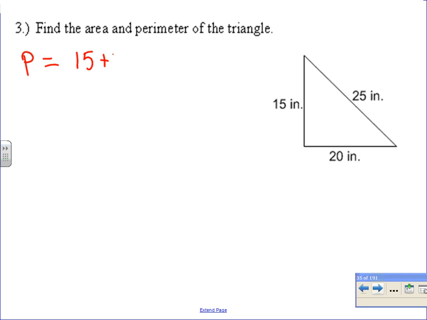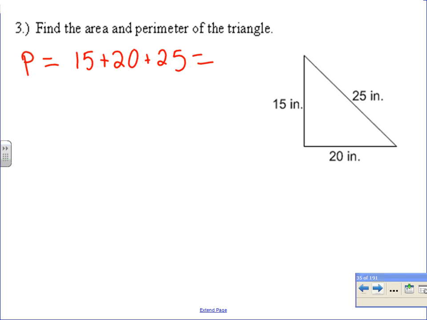Good. 15 plus 20 plus 25. What property that we learned yesterday could we use on this? What property could we use, Briar? Good. What other property could we use? Emma H? Good. Associative. What 2 numbers would be easiest to add first?